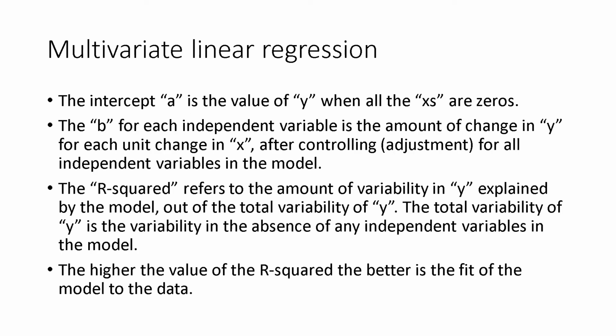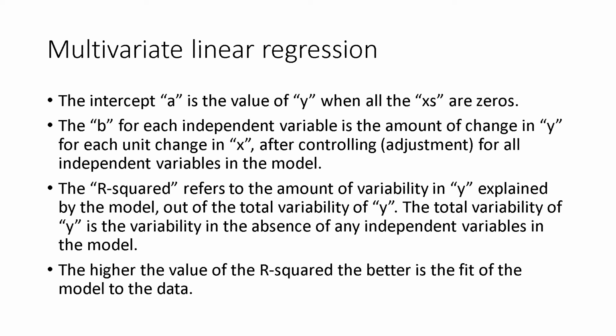Again, the intercept alpha is the value of y when all the x's are zeros, just like in simple linear regression. The beta for each independent variable is the amount of change in y for each unit change in x after controlling or adjusting for all independent variables in the model.